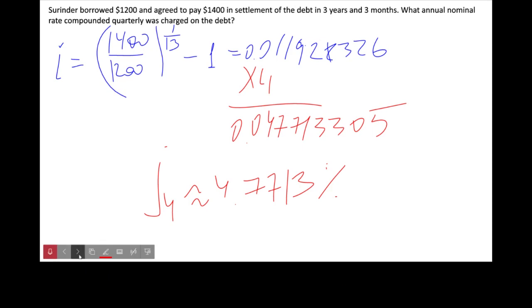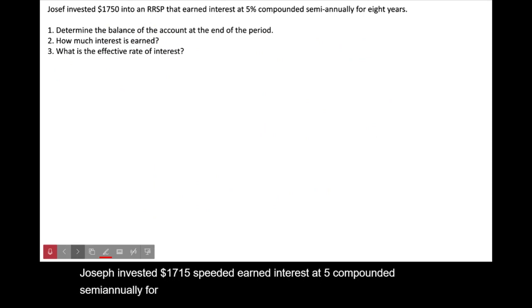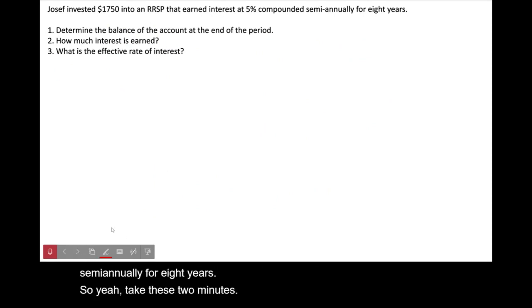Okay, let's continue. Joseph invested $1,750 into RSP that earned interest at 5% compounded semi-annually for 8 years. So, yeah, take please 2 minutes or three minutes and do it.